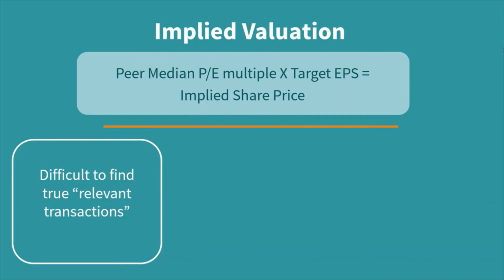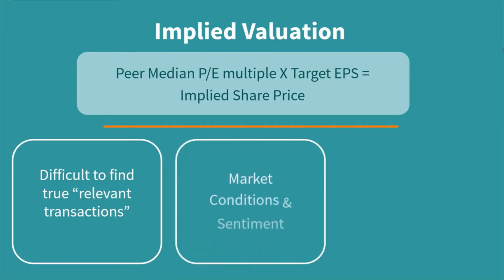So, some of the pitfalls are that it's difficult to find truly relevant transactions, which makes sense because you're not going to be able to find companies that match all the qualitative and quantitative features that we discussed before on a perfectly apples to apples basis. Market conditions and sentiment: a transaction that was done 5-10 years ago was done under different conditions. You might be going through a tech bubble and maybe the companies are all valued at a much different rate than what they're valued at right now.